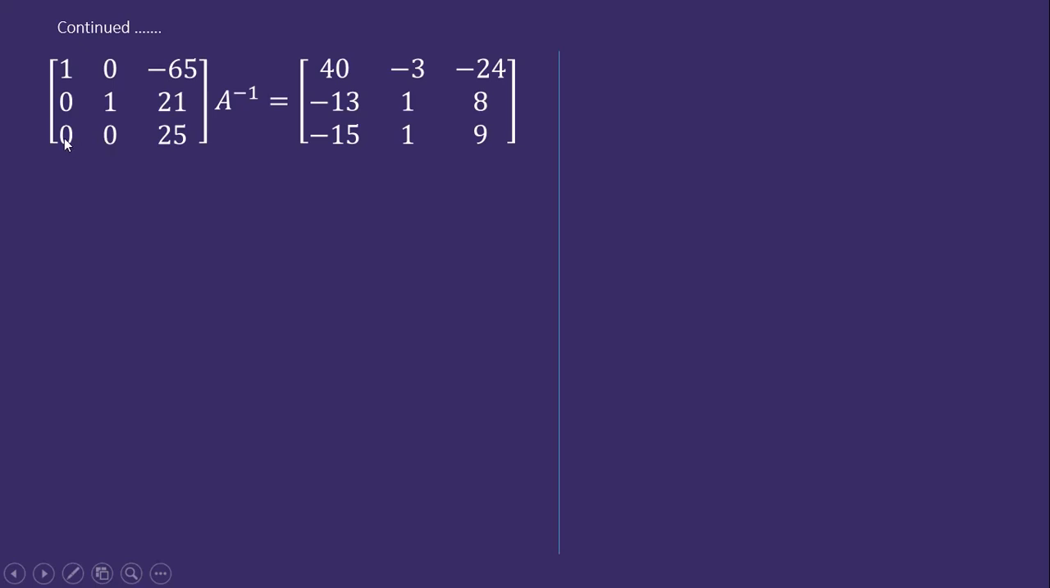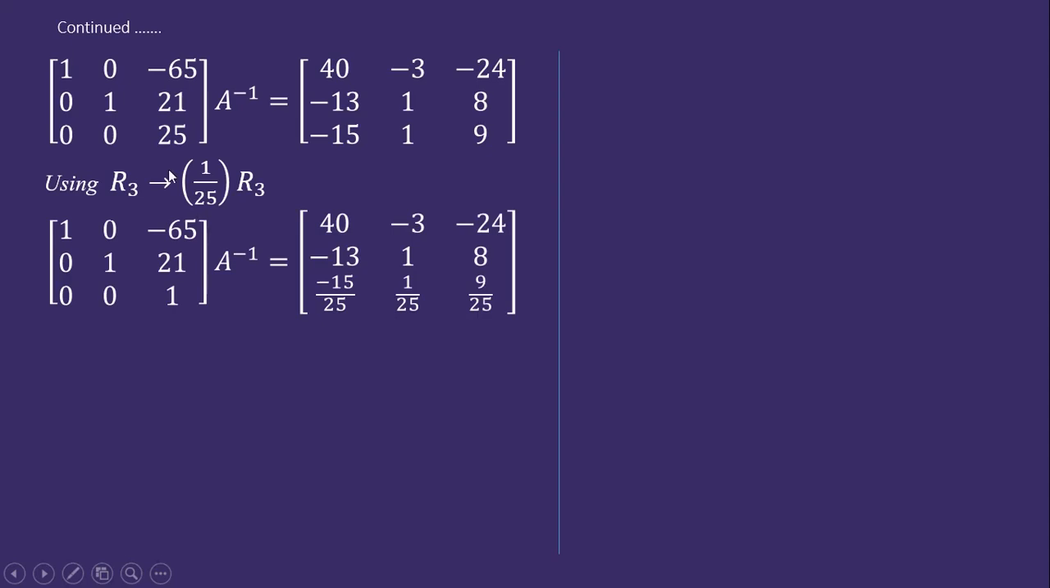0 into 1 upon 25, 0. 0 into 1 upon 25, 0. And here 25 into 1 upon 25, we get 1. So we apply this simple transformation R3 to 1 upon 25 into R3. So we get first row as it is, second row as it is, 0 into 1 upon 25, 0, 0 into 1 upon 25, 0, 25 into 1 upon 25, 1. Now same transformation here, first row, second row, we keep as it is, minus 15 upon 25, 1 upon 25, 9 upon 25.